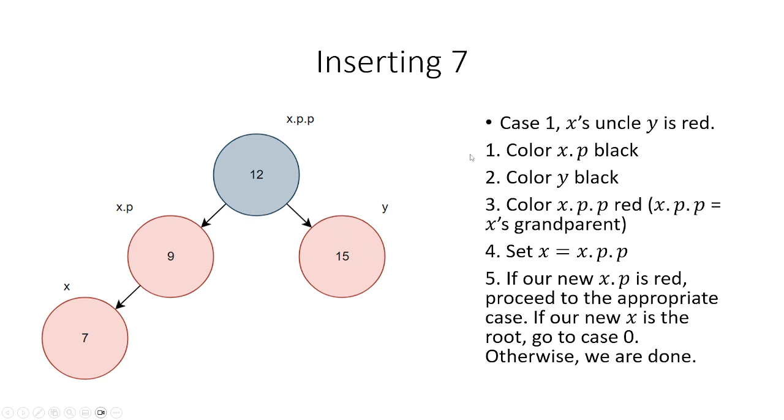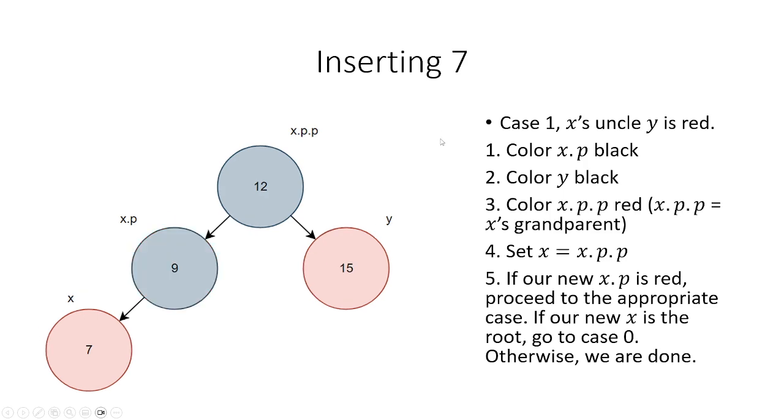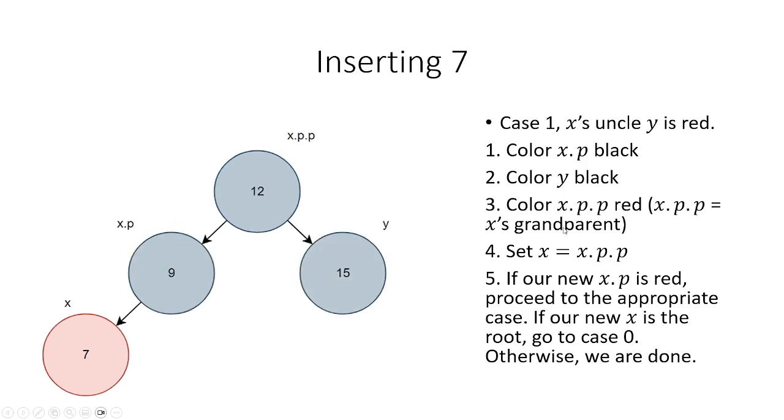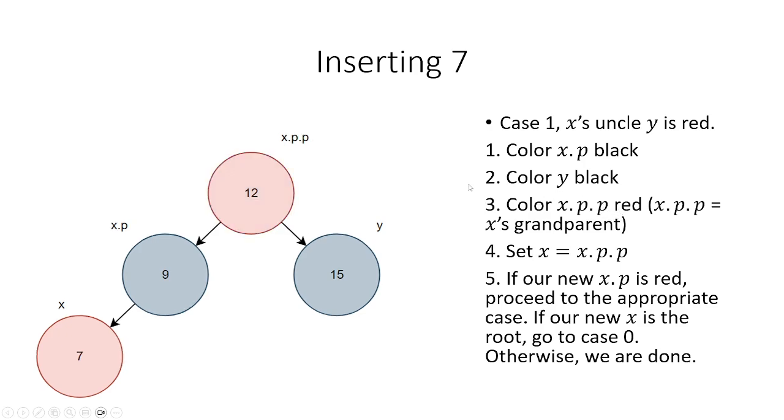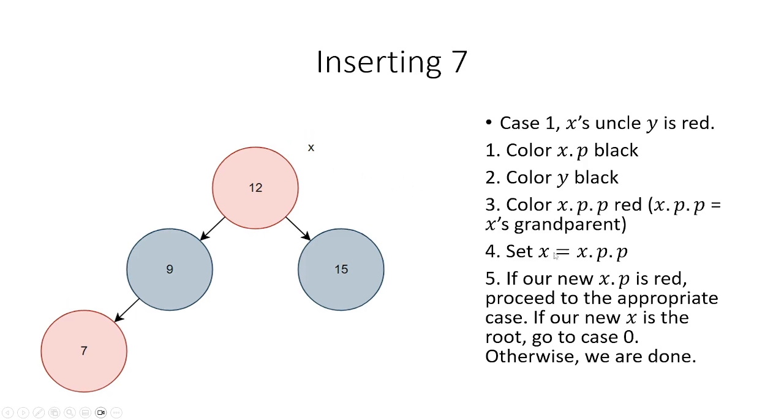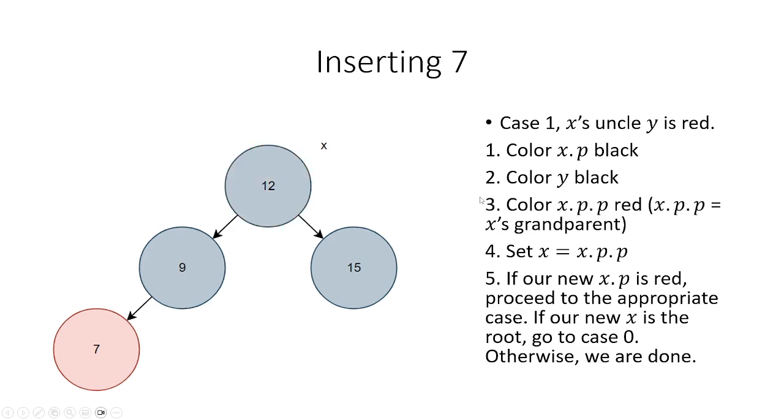The way you fix this is you color X's parent black. You color X's uncle Y black. And then you also color X's parent's parent, which I'm going to refer to as X's grandparent, red. And then we set the node 12 to be X because we set X equal to the grandparent. Then step 5 says, if your new X's parent is red, then you proceed to the appropriate fix-up case. If your new X is the root, go to case 0, and otherwise we're done. In this case, X is now the root, so we go to case 0, and if you remember, the only thing we need to do is color the node black, and now we're finished.